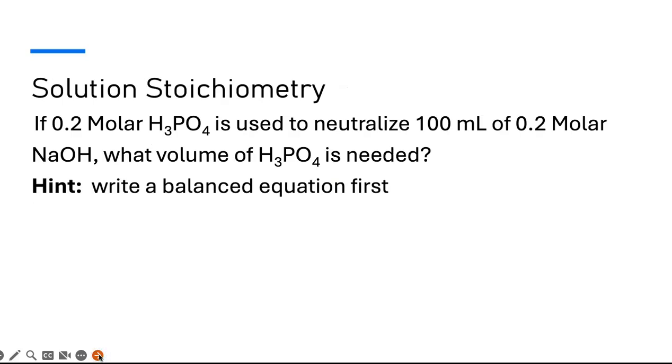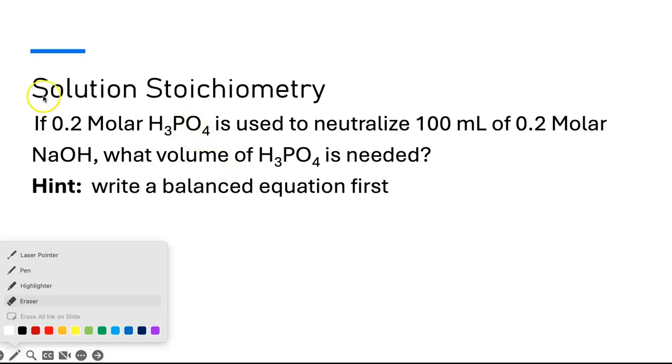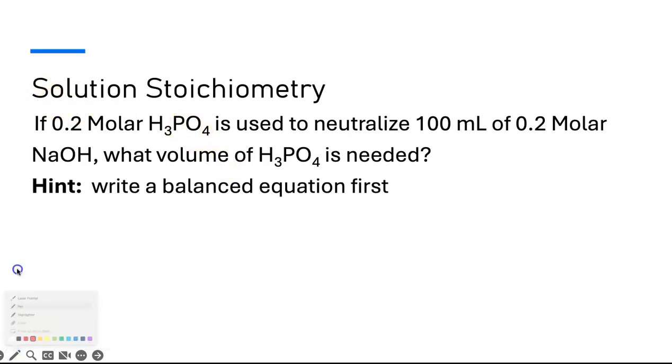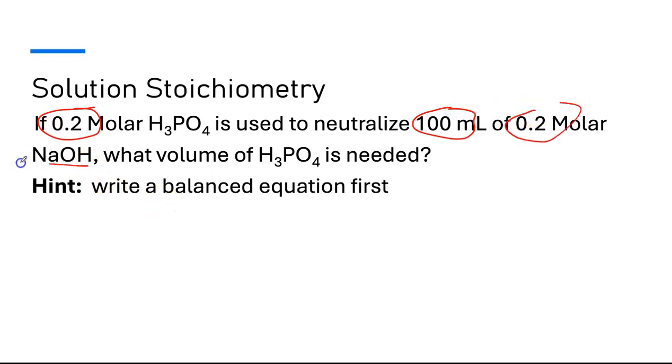All right, a little solution stoichiometry. If you haven't already solved this problem, make sure that you do that. As I'm attacking this problem, what I'm going to be looking at is what information I have, and I can see that I have one piece of information about phosphoric acid and two pieces of information about NaOH.